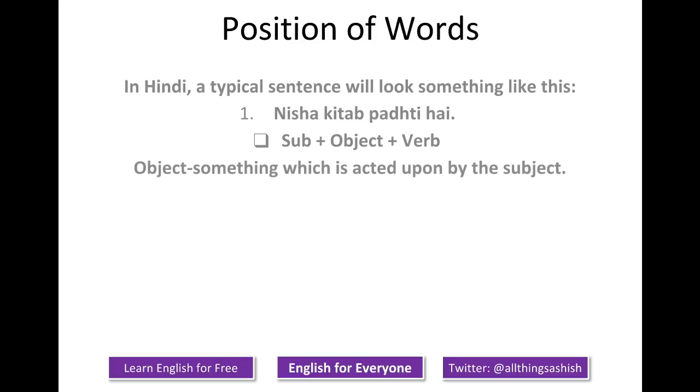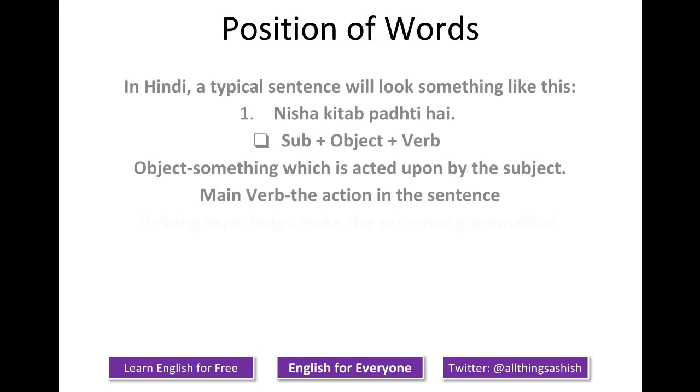We know what a subject is, and just to give you a little more clarity, object is something which is acted upon by the subject. In the above sentence, kitab is acted upon by Nisha, thus it is the object. There are two types of verb. We have the main verb, which is the action in the sentence. In the above sentence, Nisha kitab padhti hai, the action is that of padhna or reading. Thus, the main verb in the sentence is padhna.